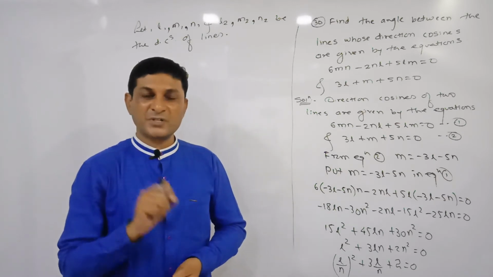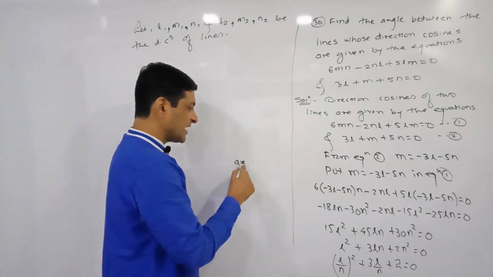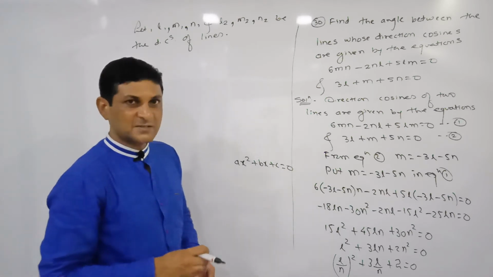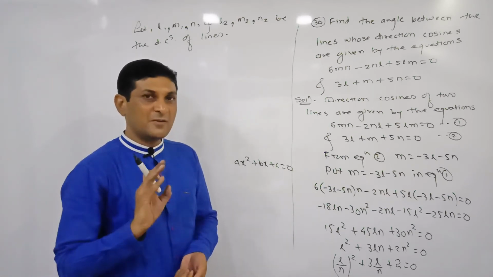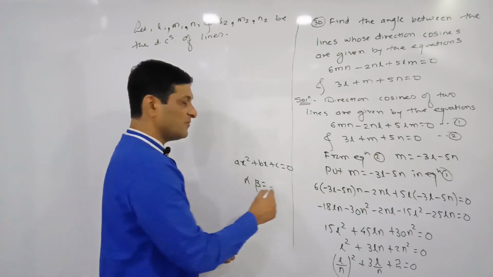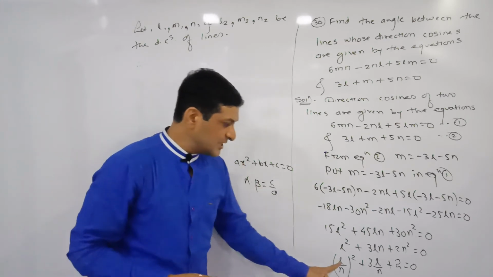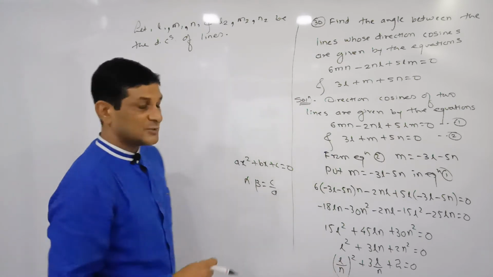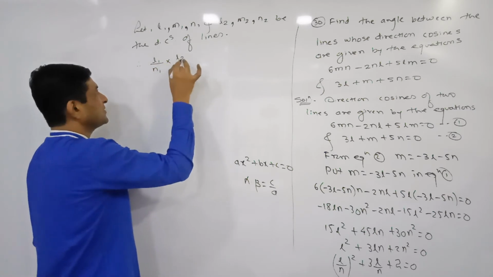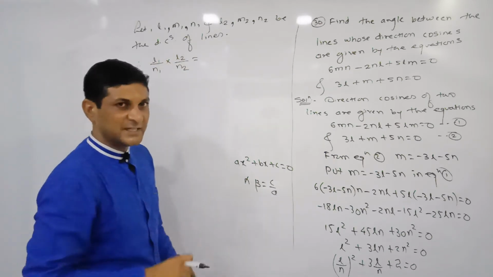I think you have studied quadratic equations in your earlier classes. A quadratic equation in standard form can be written as ax square plus bx plus c is equal to 0. In 10th standard you have studied that if alpha and beta are the roots of this quadratic equation, then the product of roots, alpha into beta, is equal to c upon a. In this case, instead of x, the variable is l upon n. So its first value let us denote by l1 upon n1, and the second value by l2 upon n2. These are the 2 roots of this quadratic equation.